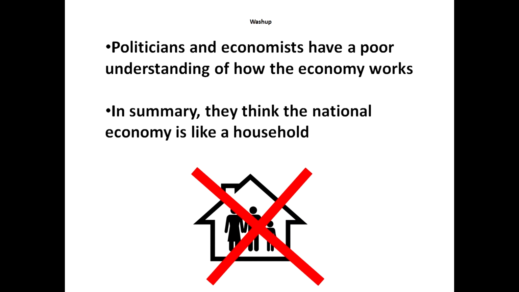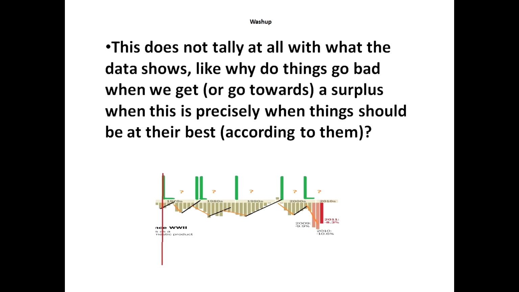So let's do this wash up then. So politicians and economists have a poor understanding of how the economy works. In summary, they think the national economy is like a household. This does not tally at all with what the data shows, like why do things go bad when we get or go towards a surplus, when this is precisely when things should be at their best according to the mainstream and to the politicians.